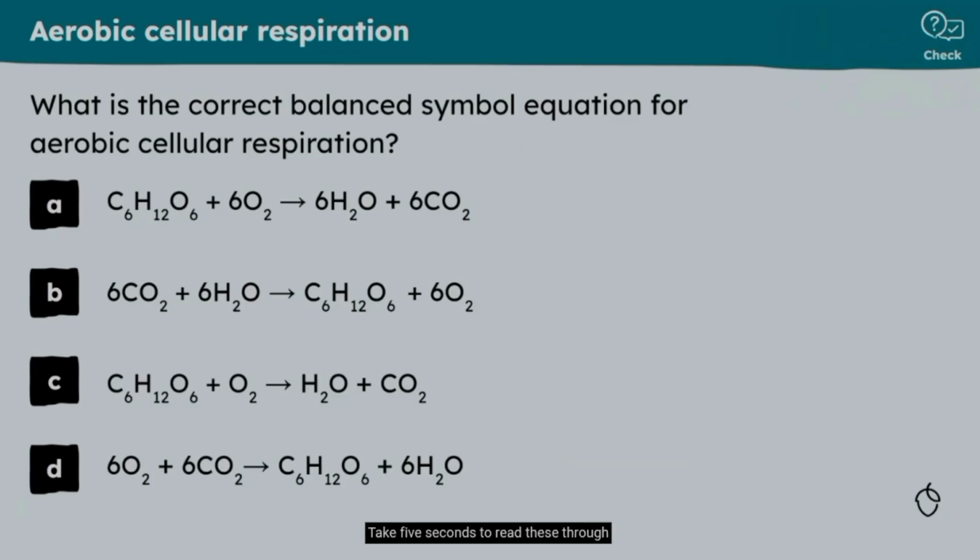Take 5 seconds to read these through and pick the correct answer, or if you want some more time, click pause, click play when you're ready to see the answer. Okay, the correct answer is A. Well done if you got that right.